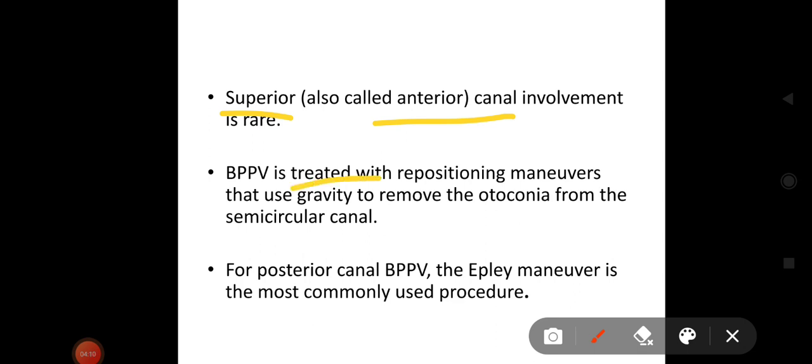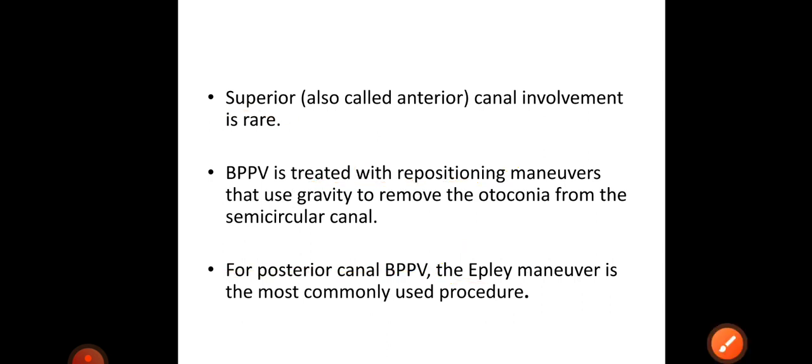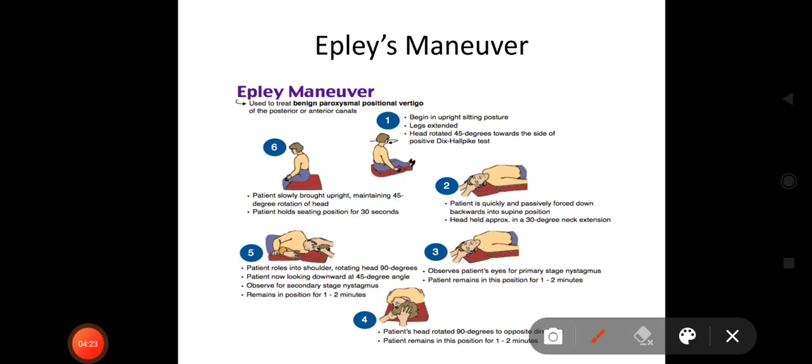BPPV is treated with repositioning maneuvers that use gravity to remove the otoconia from the semicircular canals. For posterior canal BPPV, the Epley maneuver. So Epley maneuver is the most commonly used procedure for posterior canal BPPV. This is how Epley's maneuver is done. It's used for treating paroxysmal vertigo of the posterior or anterior canals. Now there are 6 steps.